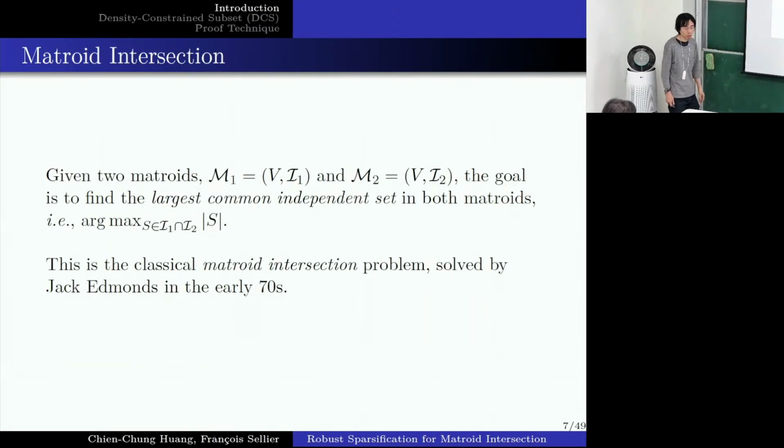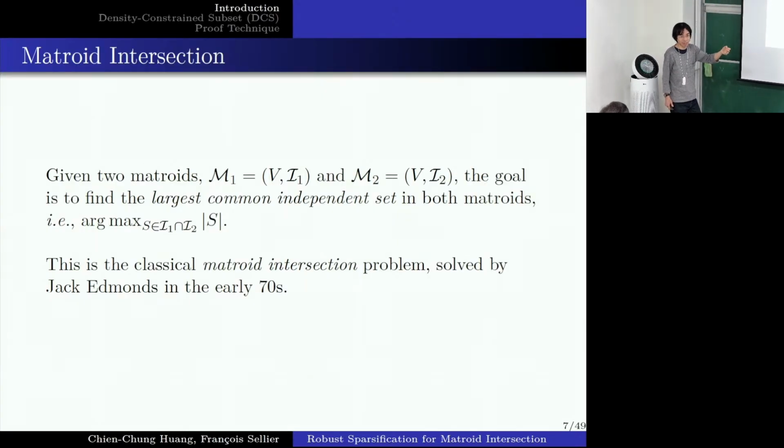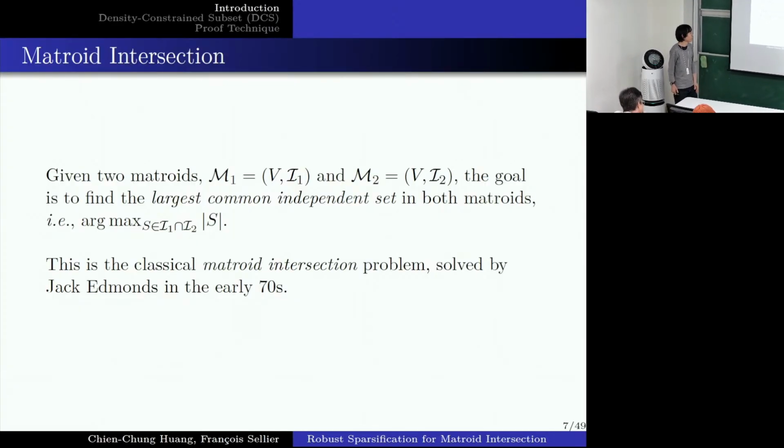Now let's talk about matroid intersection. I just talked about one matroid, but now I can talk about two matroids. I have two matroids with the same ground set V. Here I want to find the largest common independent set. This is very textbook material. We want to find the matroid intersection, the largest common independent set, and this problem can be solved in polynomial time.